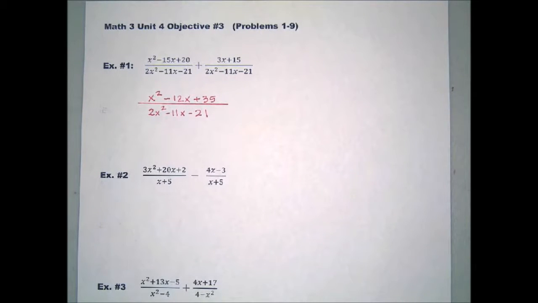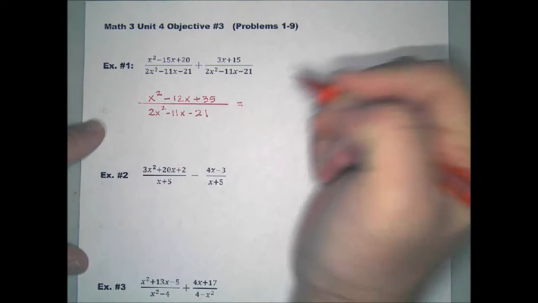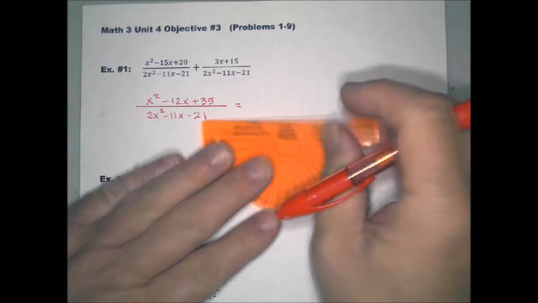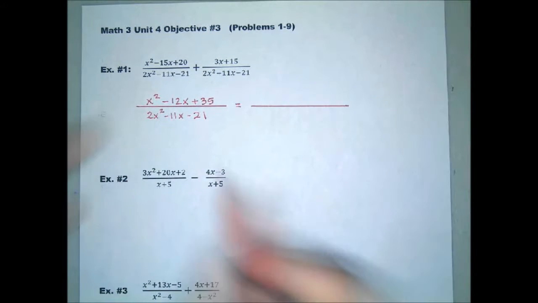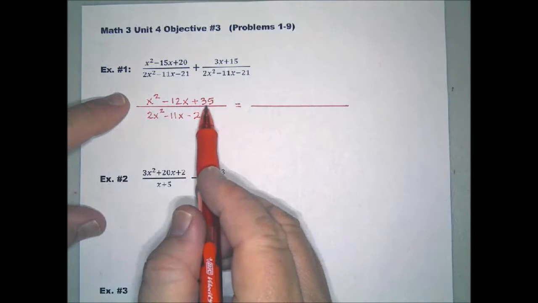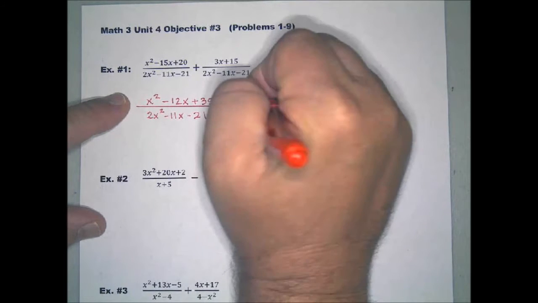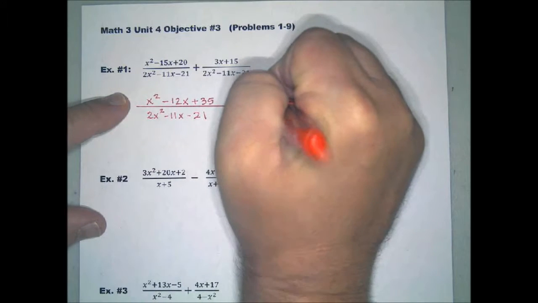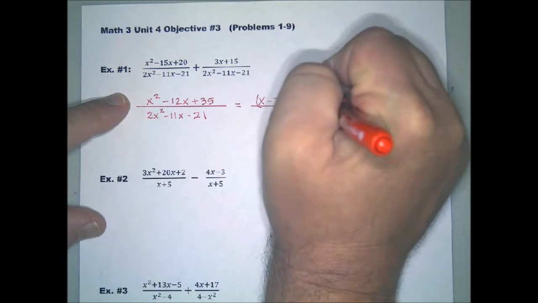Now, that's my answer, but now I need to simplify it by factoring and reducing what I can. So here's where the factoring skills come into play again. The numerator is just a regular trinomial factor. Factors of 35 that have a sum of negative 12 would be x minus 7 and x minus 5.